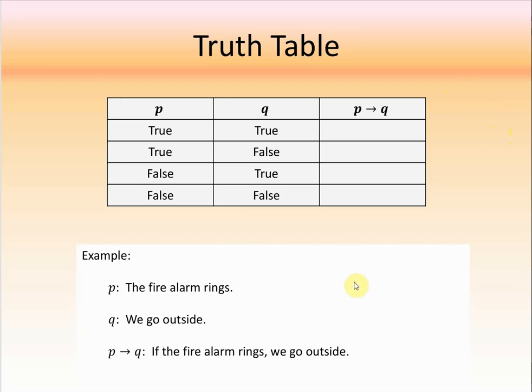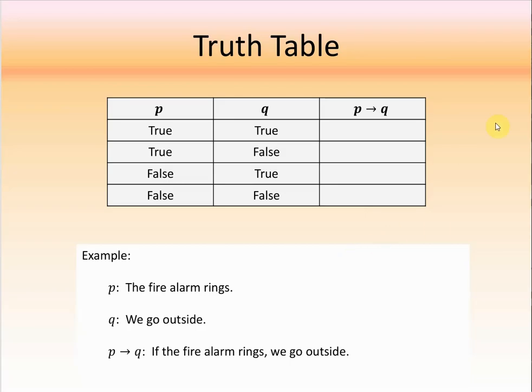So if P is the statement that the fire alarm rings and Q is the statement that we go outside, then there are two possibilities for each of those, right? Each one could be either true or false. Either the fire alarm rings or it doesn't. Either we go outside or we don't. And so that means that there are four total possibilities up here, where we have true with true, true with false, false with true, and false with false.